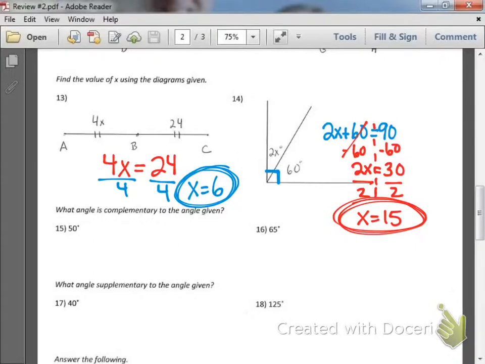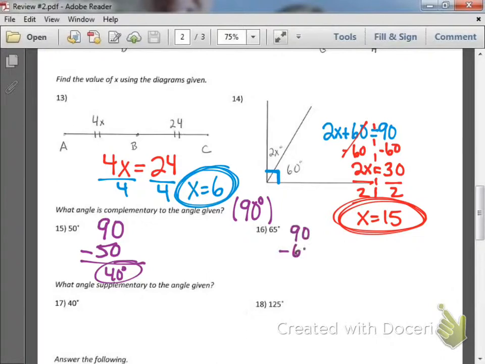Alright, in the next section we're talking about complementary angles. Complementary angles should add up to give you what? Someone said it. 90 degrees. Good. So the way you're going to do these is do 90 minus the angle they give you. That'll give you the complementary angle. Same thing over here. What'd you get on the last one? 25. Good. So the key is to remember complement is 90 degrees.